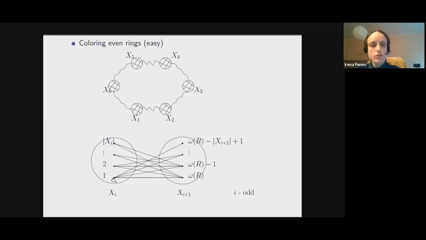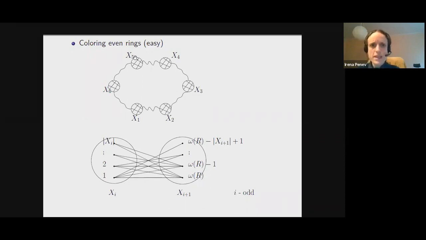Here I just start from the bottom and I assign colors 1, 2, and so on. And here I start the other way around. I start with omega, the clique number, and then omega minus 1, and so on. And that actually works. That's an optimal coloring. The only thing you might ask is, wait a minute, how do you find omega?